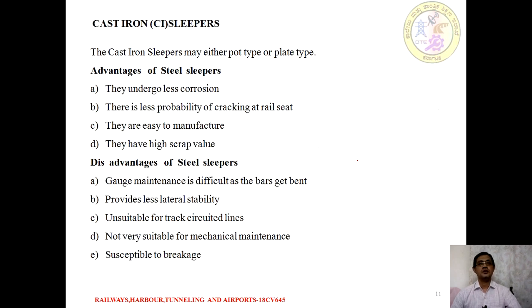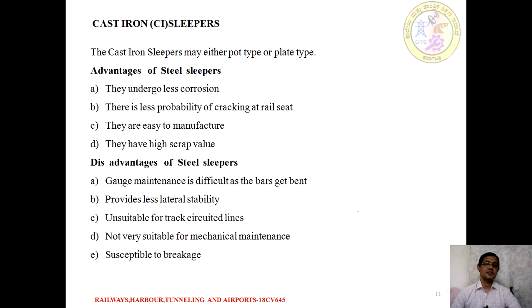Next, moving on to another type, the cast iron or CI sleepers. A few points with respect to the advantages of cast iron sleepers: it undergoes less corrosion as compared to the steel sleeper, and there is less probability of cracking of the rail seat. They are easy to manufacture and have a high scrap value.